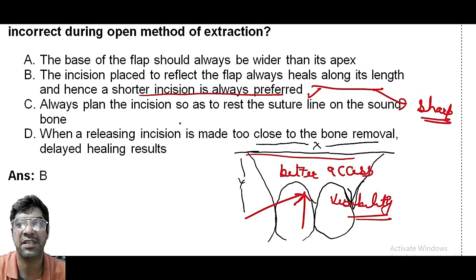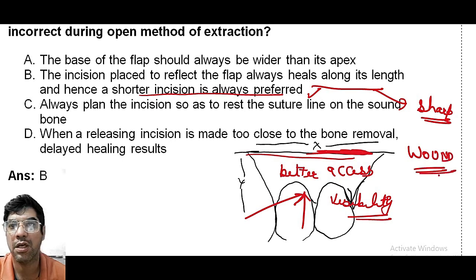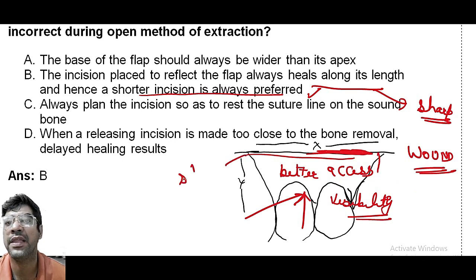Always plane the incision so as to rest the suture line on sound bone. So this statement is generally accurate. Placing the suture line on sound, healthy bone will promote better wound healing and reduce the risk of complication. Suturing to healthy bone provides stability, along with proper support for proper wound closure.